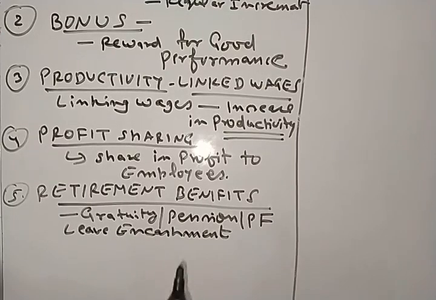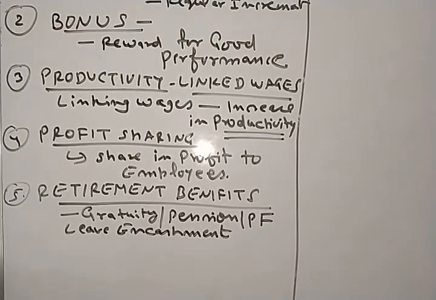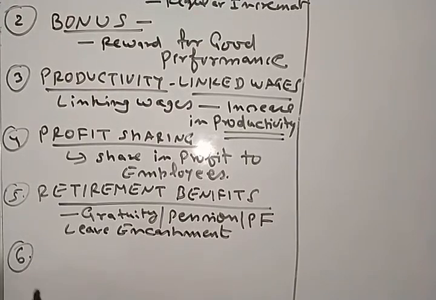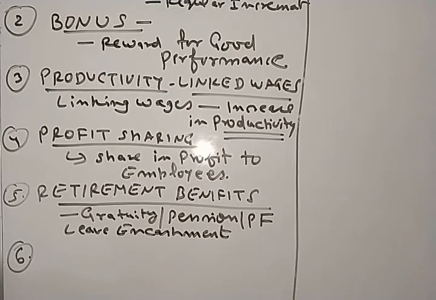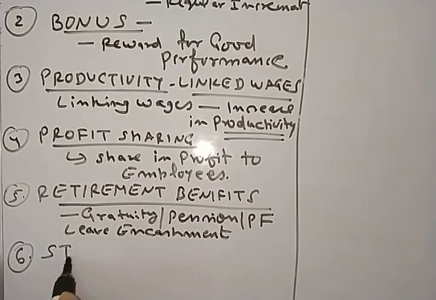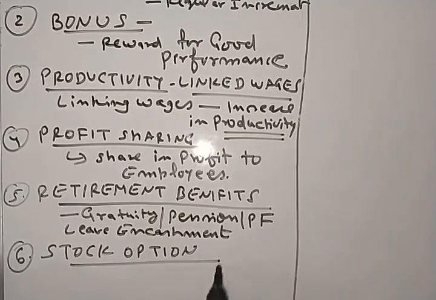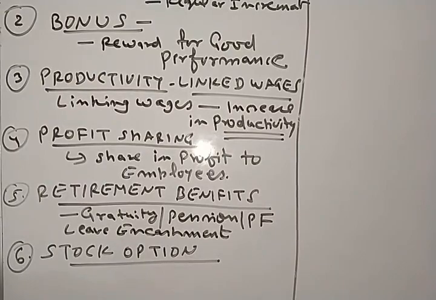So these are different benefits which are given at the time of retirement, and when these retirement benefits are kept in mind, the worker feels motivated, and he can focus upon his working in a better way. So the next benefit of financial nature is stock option. What is a stock option? This is also known as co-partnership.